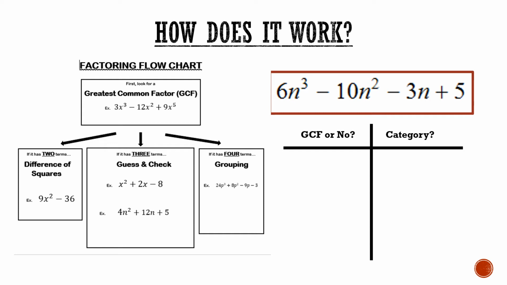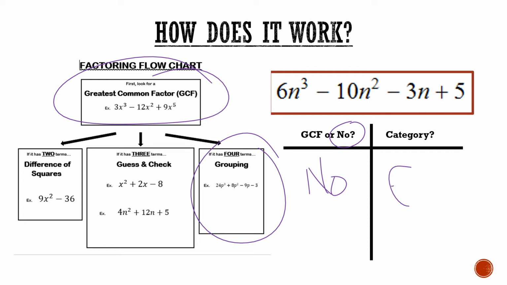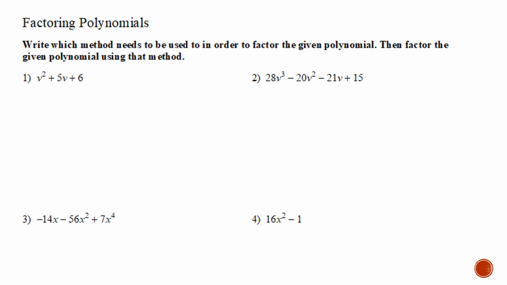And I noticed that they don't all have n's, so I can't factor n's out. 6, 10, 3, and 5. The lowest number there is 3, the factors are 1 and 3, and 3 doesn't go into 10 or 5. So in looking at the GCF here, there is no GCF, okay? And if I look down here, 2, 3, or 4 terms, there are 4 terms, so that is going to be grouping, okay?